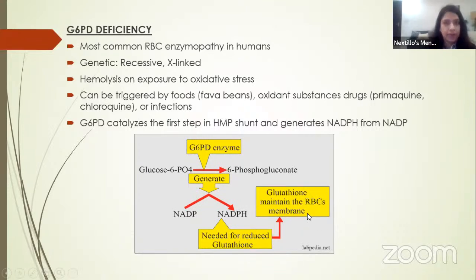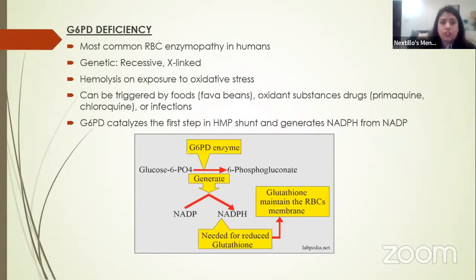So if there is an adequate amount of NADPH in the RBC cytoplasm, it'll lead to an adequate amount of glutathione present there, and this glutathione is needed for RBC membrane integrity. Okay, so with any kind of oxidative stress, this NADPH will go to counter that oxidative stress, and now due to reduced NADPH, there'll be reduced glutathione. So if the G6PD enzyme is not there, there'll again be reduced NADPH.